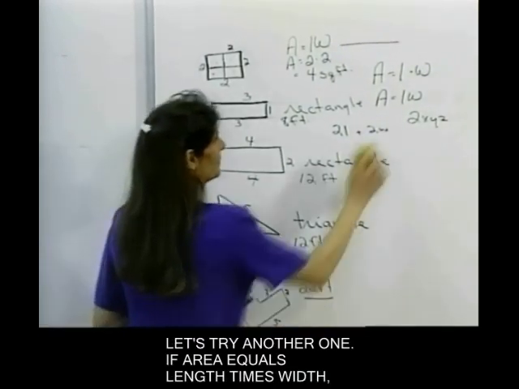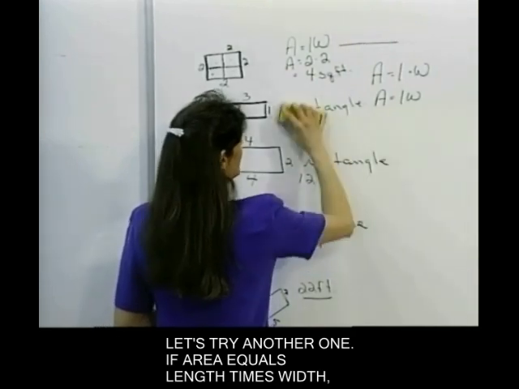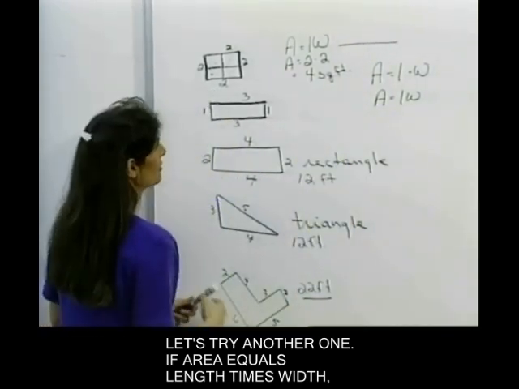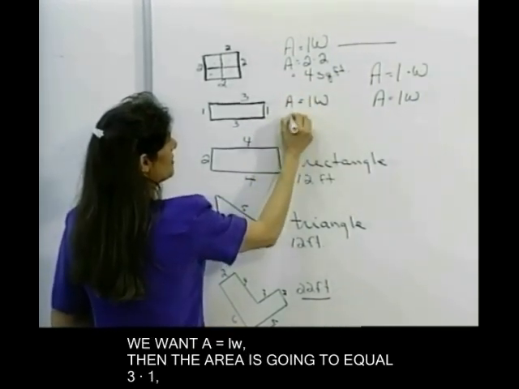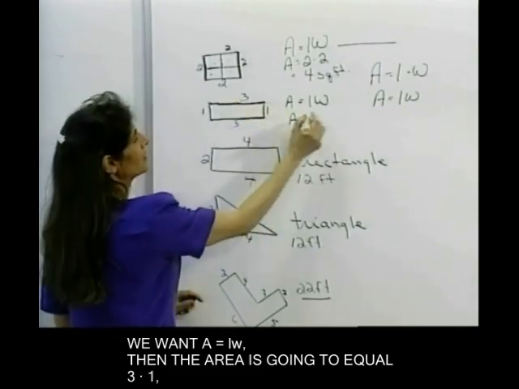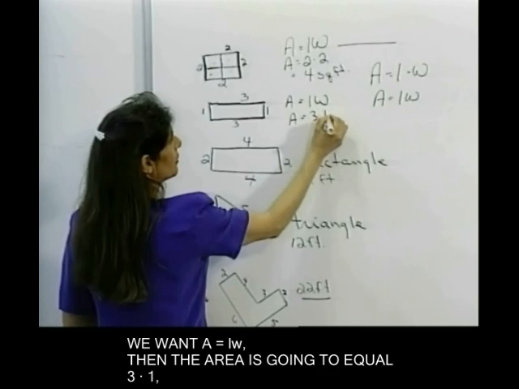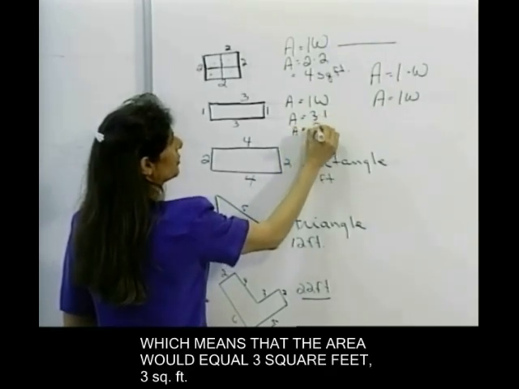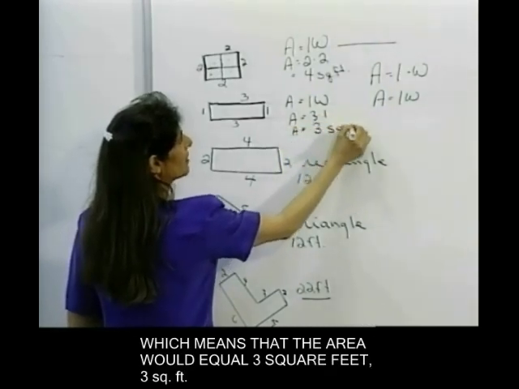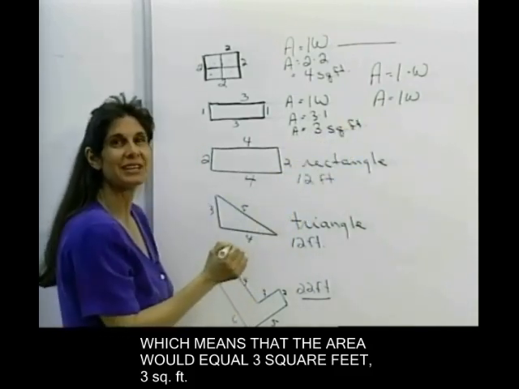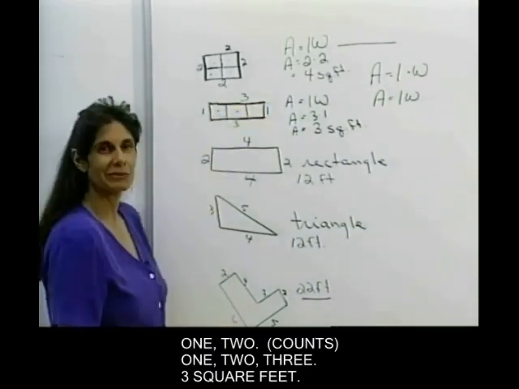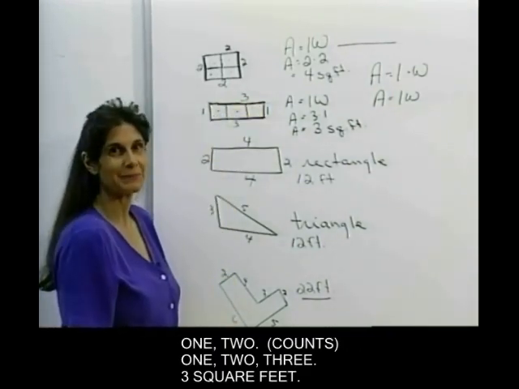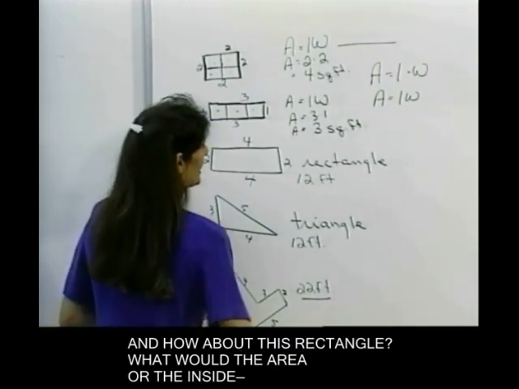Let's try another one. If area equals length times width, the area is going to equal 3 times 1, which means that the area would equal 3 square feet. 3 square feet. 1, 2, 3. And how about this rectangle?